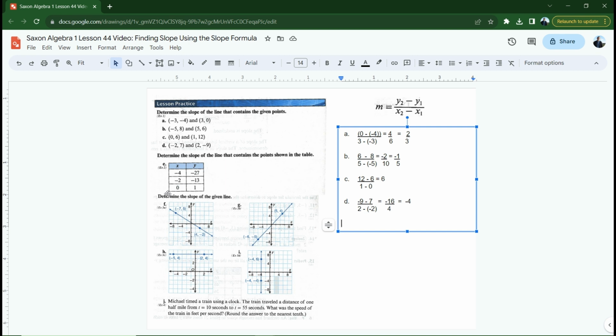Anytime we're dealing with a 0, it's really easy to plug 0 into the slope formula. So I like that point. We could find the slope between (-4, -27) and (-2, -13). It would be the exact same slope. It'd just be a little bit harder to calculate. All right, so let's go ahead and do this.